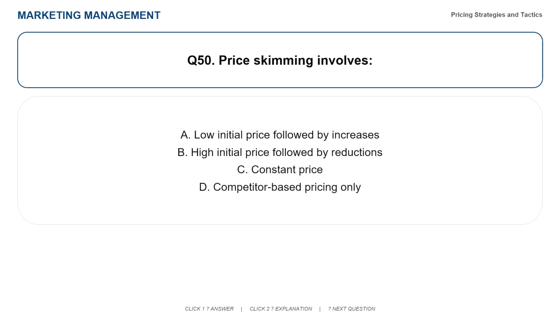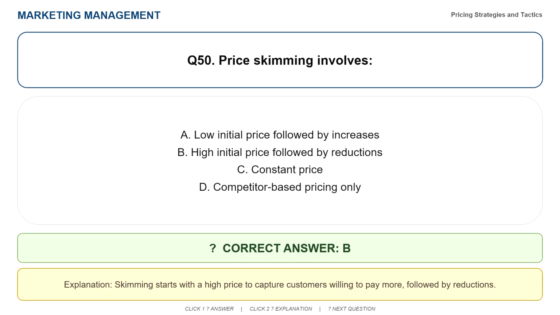Question 50. Price skimming involves Option A. Low initial price followed by increases. Option B. High initial price followed by reductions. Option C. Constant price. Option D. Competitor-based pricing only. The correct answer is B. Explanation. Skimming starts with a high price to capture customers willing to pay more, followed by reductions.